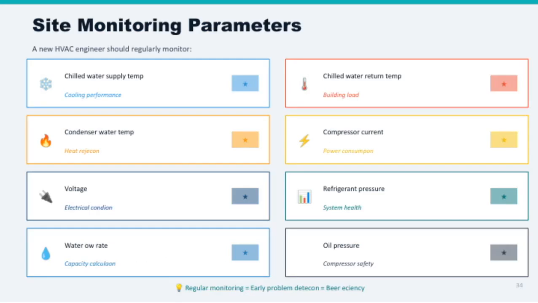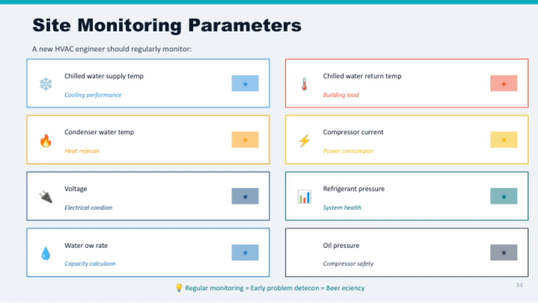To keep an HVAC system running smoothly, regular monitoring is key. It helps us catch problems early before they turn into costly breakdowns. A new engineer should focus on several critical areas. Compressor safety, including oil pressure, is a must. We track capacity through water flow rate and system health by checking refrigerant pressure.